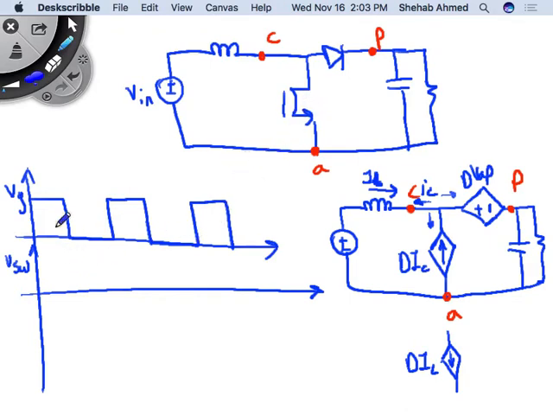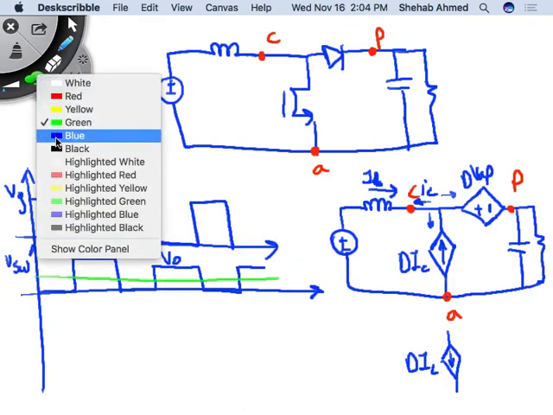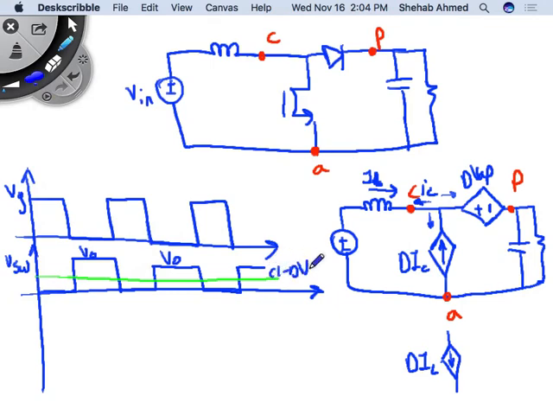Switch voltage. When it's on, it's 0. When it's off, it's V out, right? Yes? When it's off, it's V out. On is 0, off is V out. This is switch voltage. What is the average value of the switch voltage? Exactly. Its average value here is 1 minus D times V out.